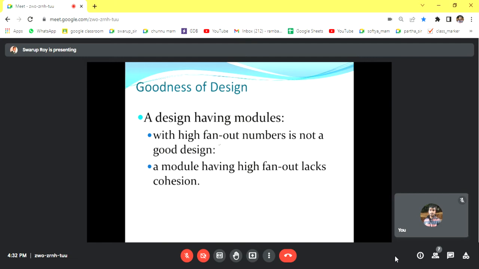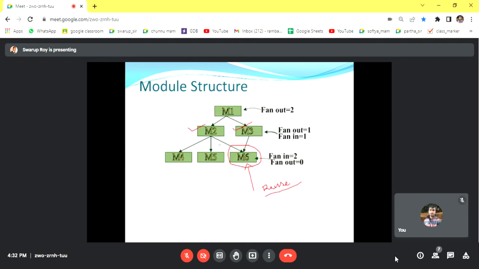So again we come to the goodness of a design. As I mentioned, a design having modules with high fan out numbers is not a good design. Fan out means this module M2 has many fan out. That means M2 is dependent on M4, M5, and M6. So if any change needs to occur in M4 or M5, it will give a side effect or ripple effect to module M2.